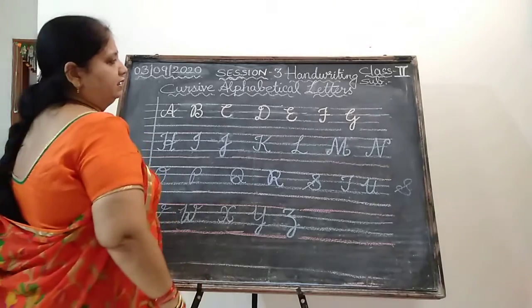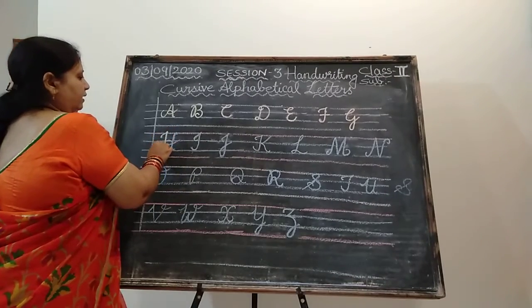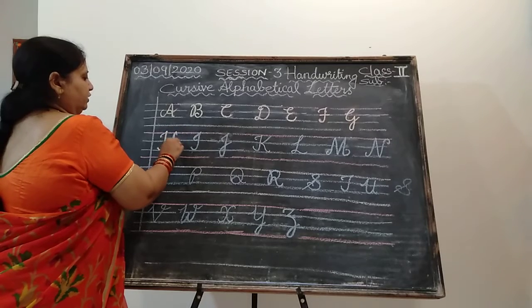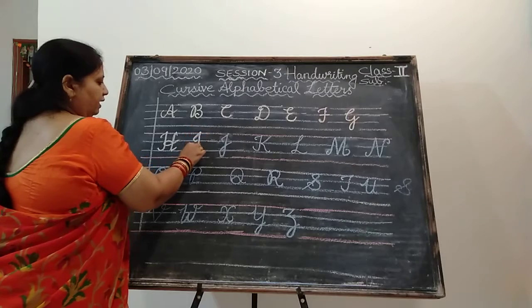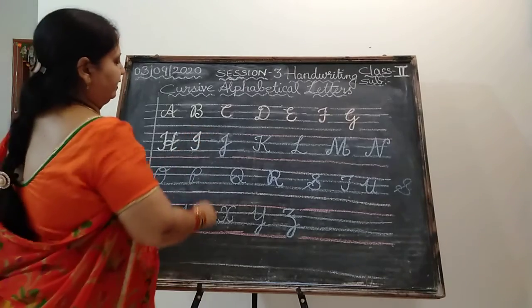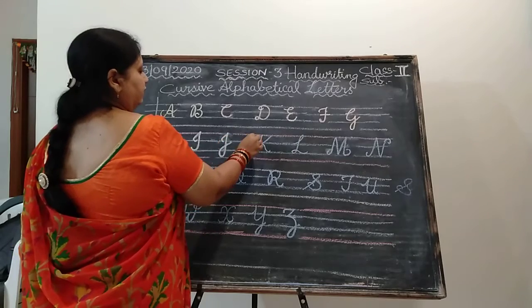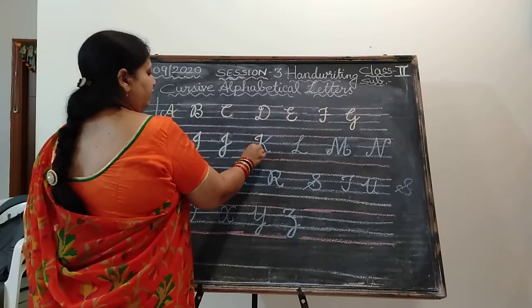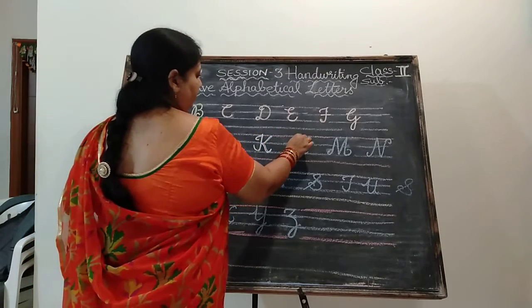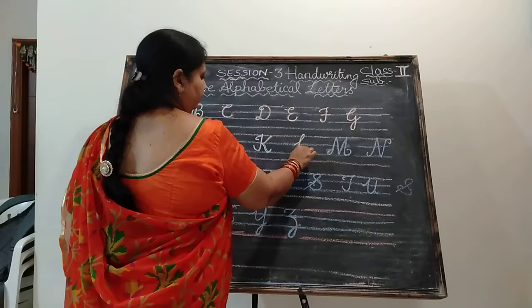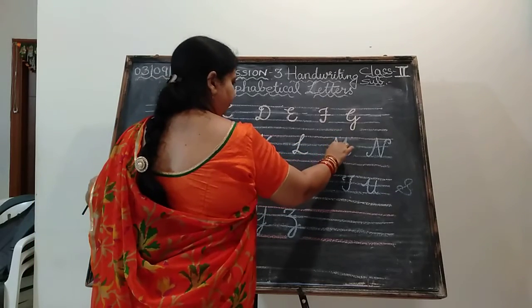Okay, children. The next one, cursive letter H. Cursive letter I. And the next letter is cursive letter J. The next letter is cursive letter K. The next one, L. The next letter is M.